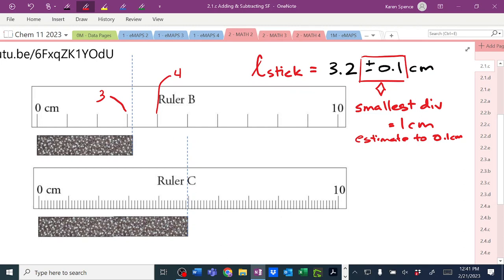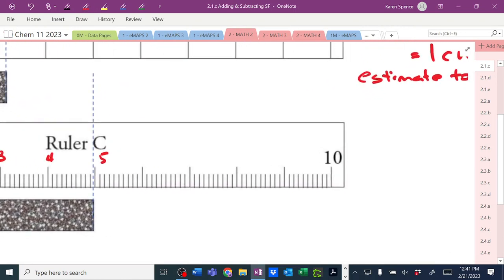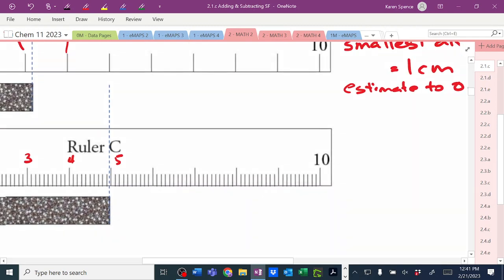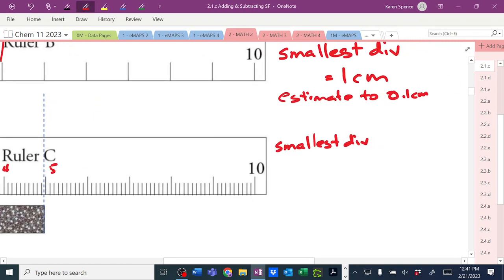Now our second stick, we have 1, 2, 3, 4. We're just before the 5 centimeter mark. What is the size of our smallest division here? 0.1 centimeter. So the smallest division is 0.1 centimeters. That means that our answer, we should estimate one more position than that to the 0.01 centimeters.